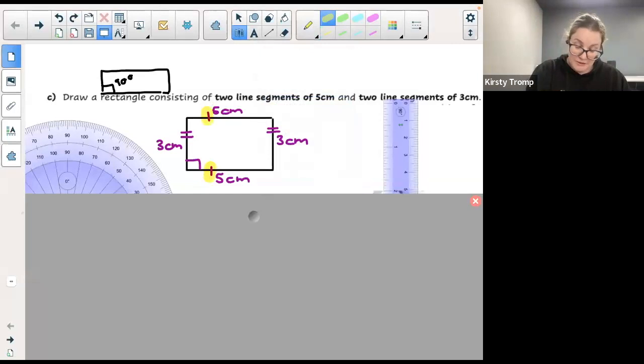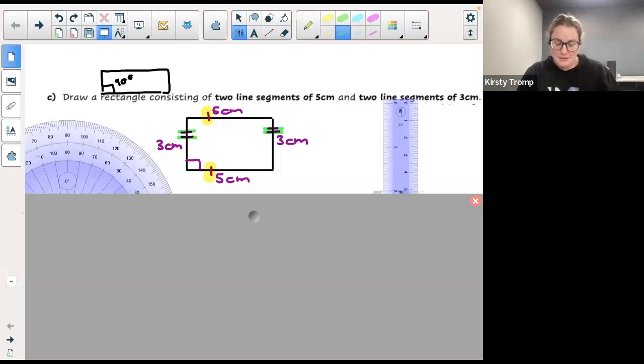What does it mean if I've got lines like this one, and this one, and this one, and this one? It means that those 2 sides are equal. Right. Look at that beautiful rectangle. Yo, love me some constructions.